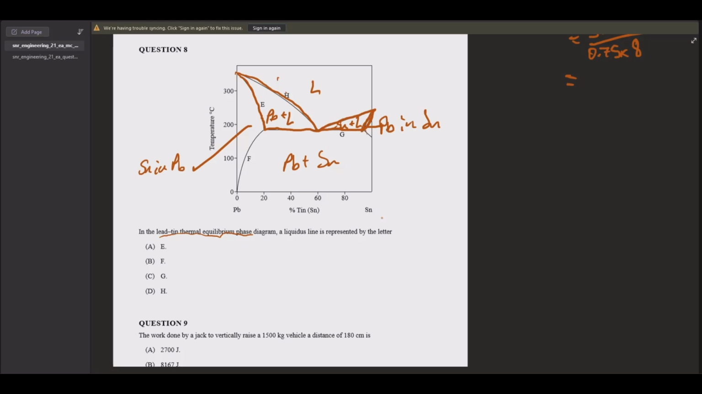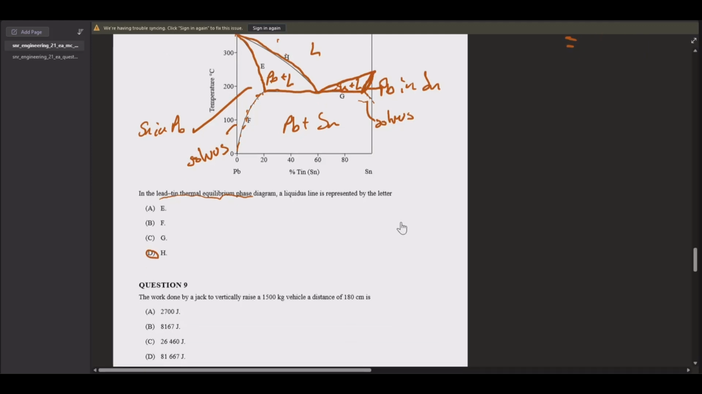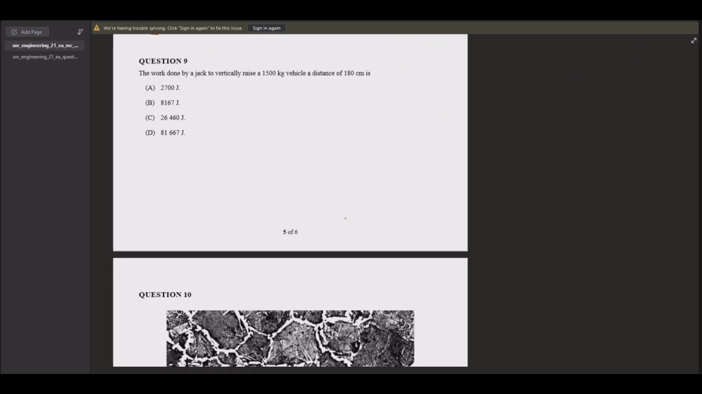And these other two lines, I've actually just forgotten what they're called. It's sol something. Solvus. That's the solvus line. So liquidus line, that's represented by H. Question 9. So work is force times distance, and the force we're experiencing is 1500 kilograms times 9.8, times by, convert this to meters, remember, 1.8 meters. That is 26,460 joules. And that's answer C.